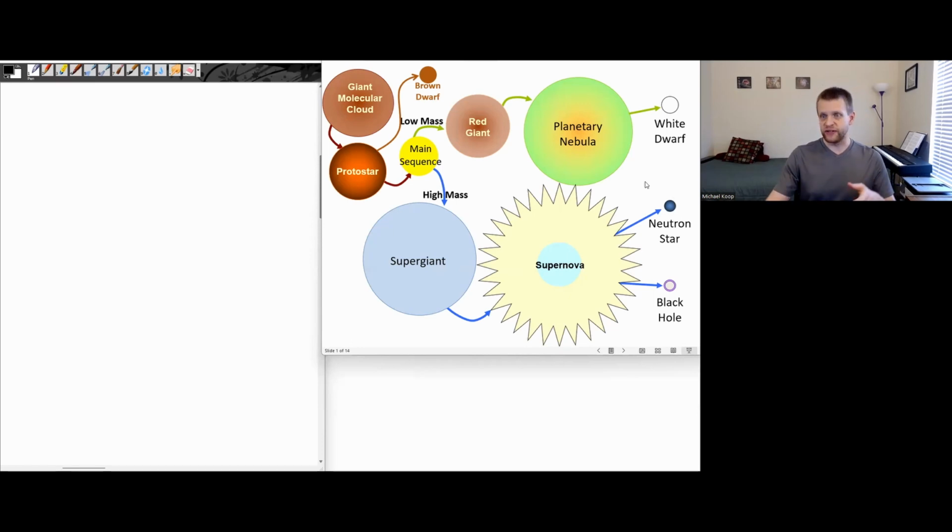We know that during the end of these stars' lives, for low mass stars, the planetary nebula ejects away a lot of material. Or for high mass stars, the supernova violently explodes away that outer material. But these all tend to leave behind some kind of object. So we're going to be focusing a little bit on what each of these different objects are like and their general properties.